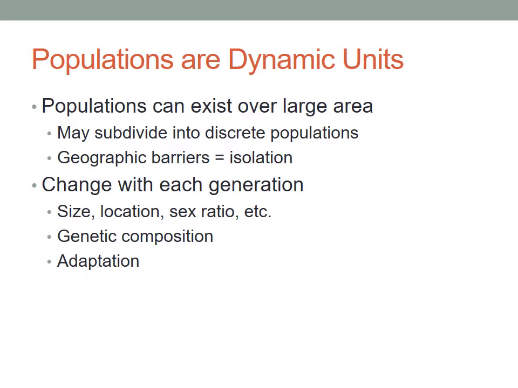Maybe there's a geographic barrier. A river, an ocean, mountains, some type of a barrier. For some things, it could be a road. A large highway is a good barrier for a small insect. And geographic barriers are going to lead to isolation of populations.